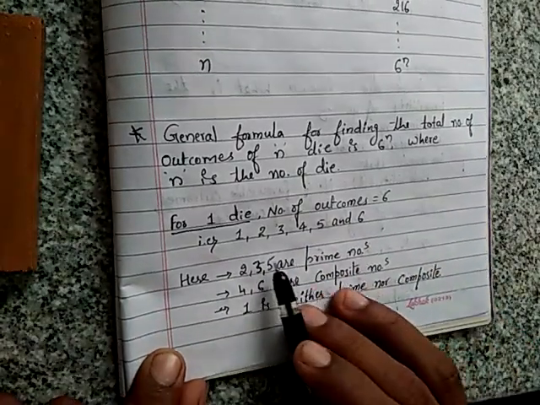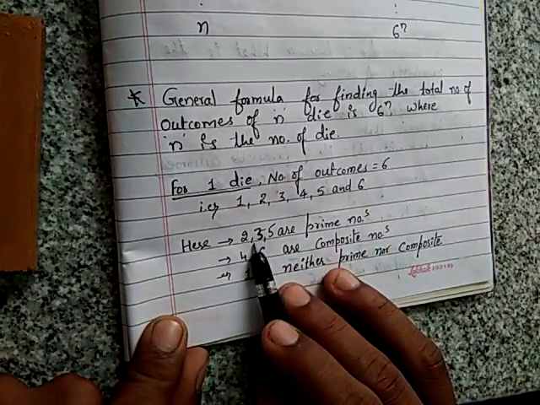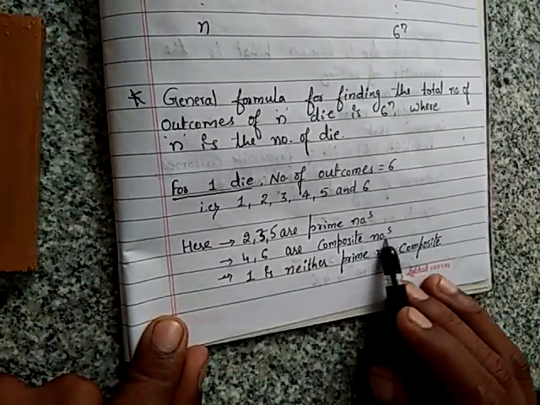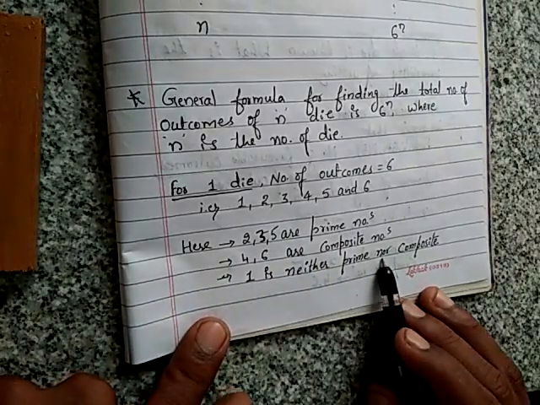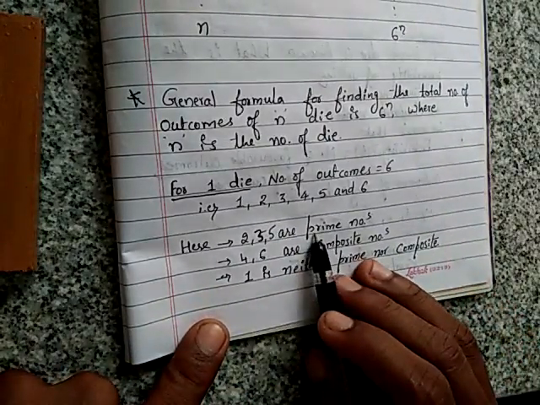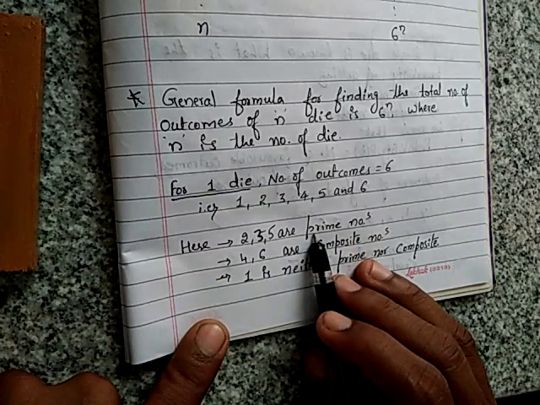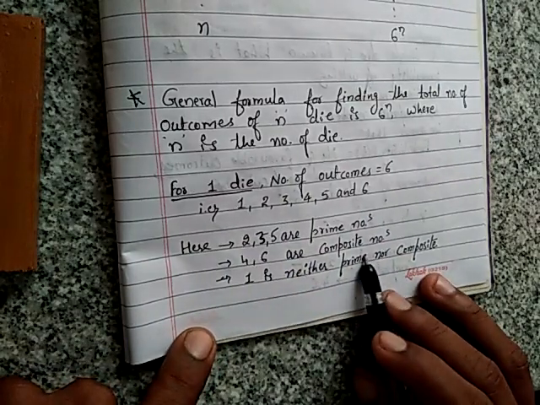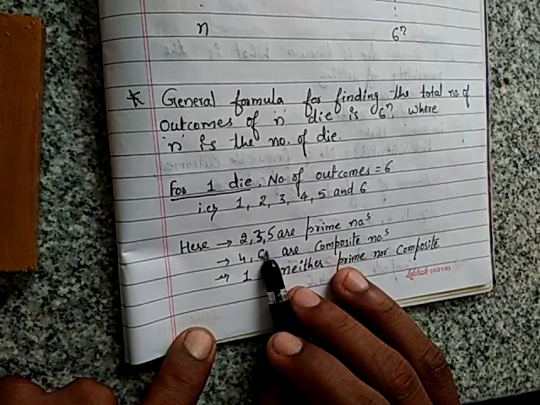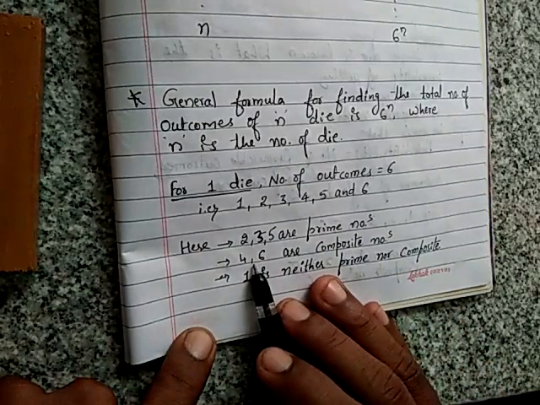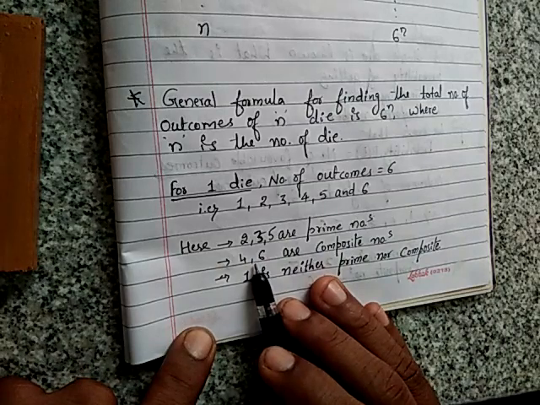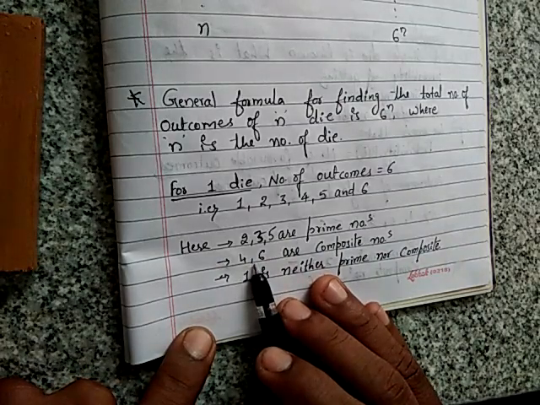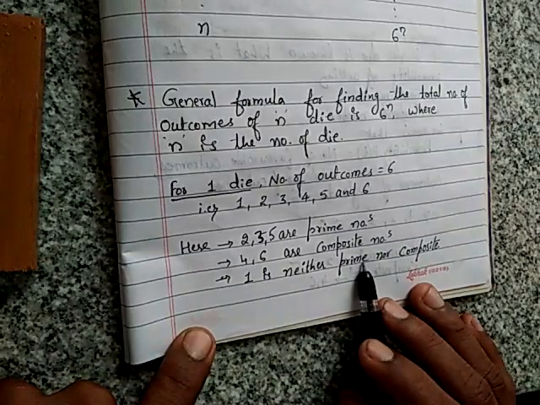6 outcomes are there. Here 2, 3, 5 are prime numbers, 4 and 6 are the composite numbers, and 1 is neither prime nor composite. As you know, a prime number is a number that has exactly two factors, or a number which is divisible by 1 and that number itself. A composite number is a number which is not a prime number, or you can say a number which has 3 or more factors. So one is neither prime nor composite.